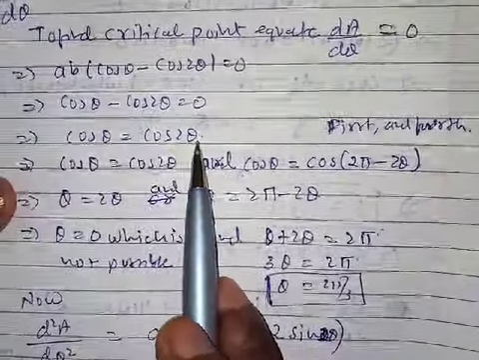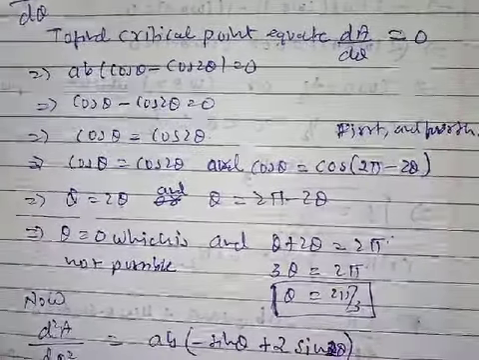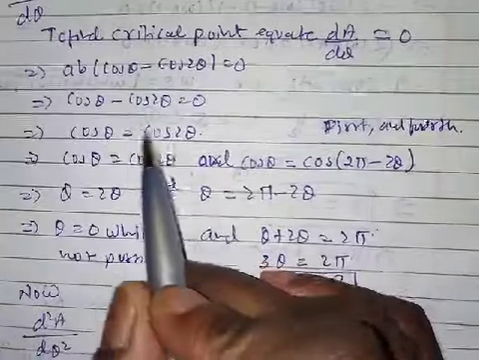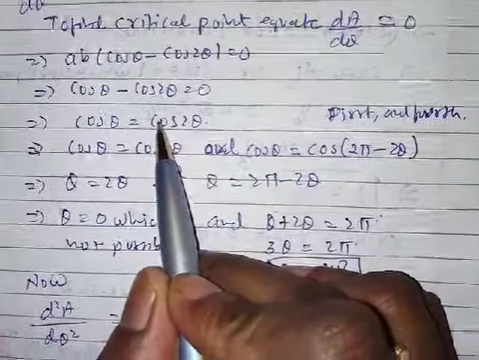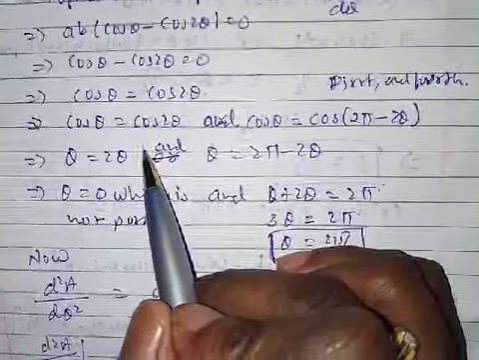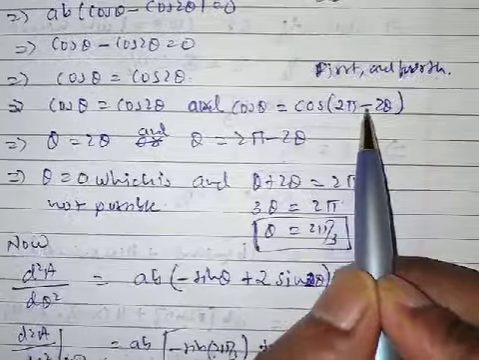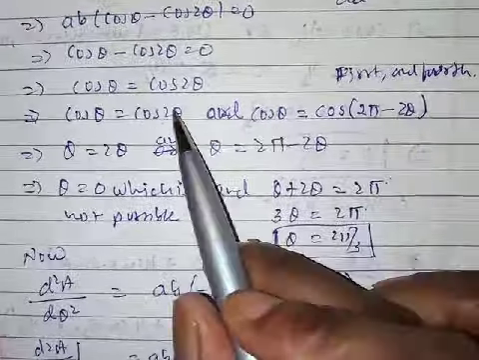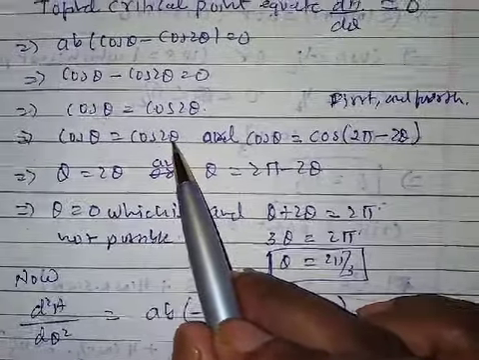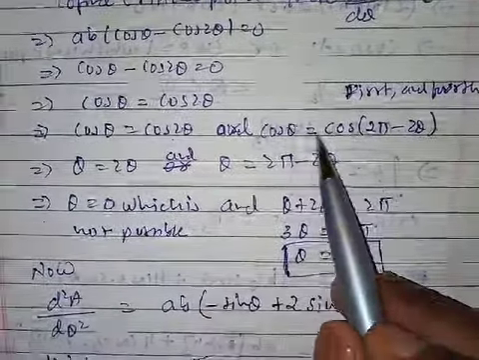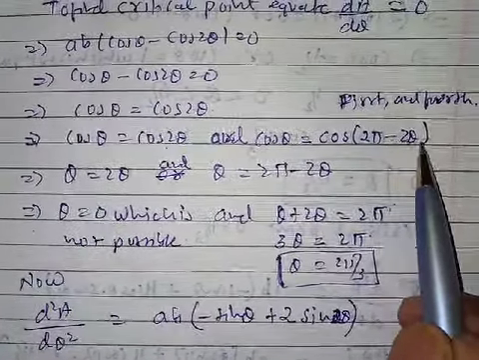Cos theta is equal to cos 2 theta. So it is in the first and fourth quadrant. Okay. Cos theta is positive in the first and the fourth quadrant. So theta is equal to 2 theta, and also theta is equal to 2 pi minus 2 theta. This is in the first quadrant. Cos theta is equal to cos (2 pi minus 2 theta).